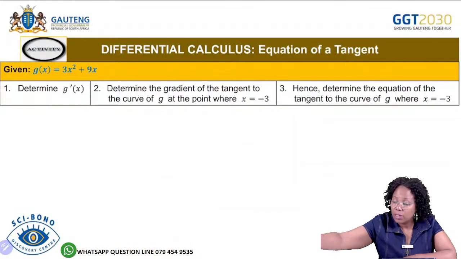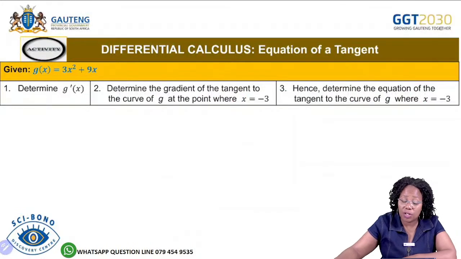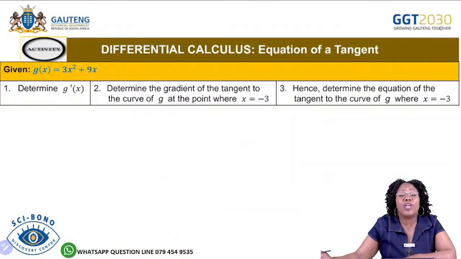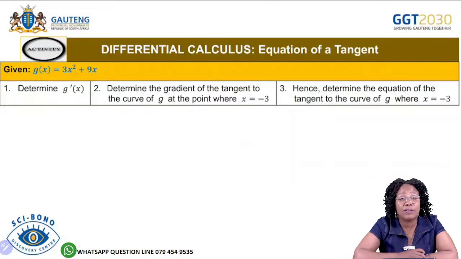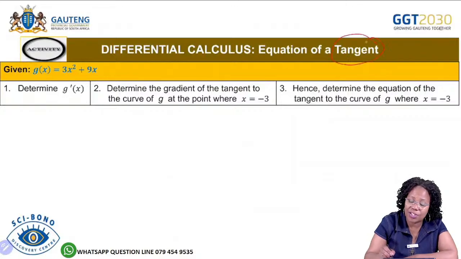Right. Now we are still in differential calculus. We are now looking at the equation of a tangent. Remember, a tangent is a straight line. We are using the same equation of a straight line, y is equal to mx plus c. A tangent is a straight line. So when we are looking for the equation for that, we still use mx plus c.